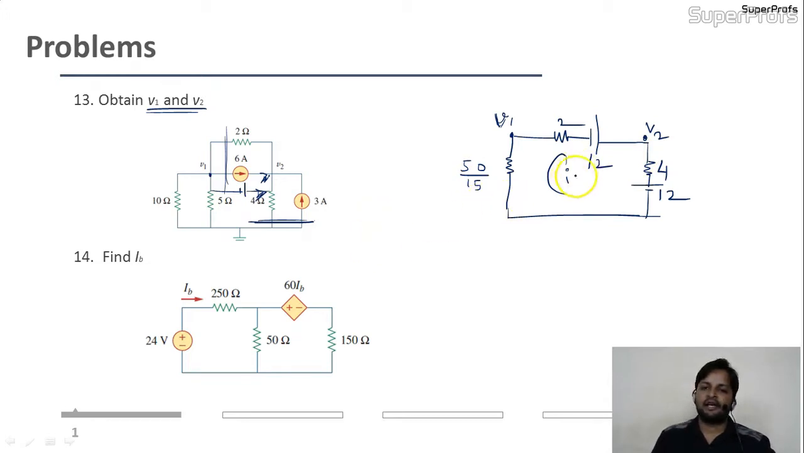So we'll find the I1. Apply KVL in the circuit. We'll start from here. This is the voltage drop, 2I. So I'll start with 2I. Fine. I'll move forward. I'm getting 12 plus 12.